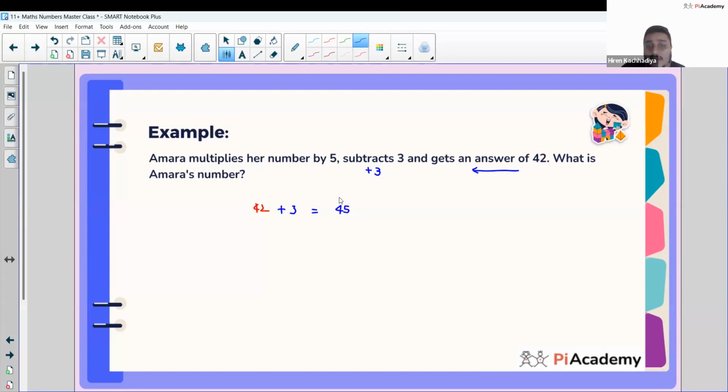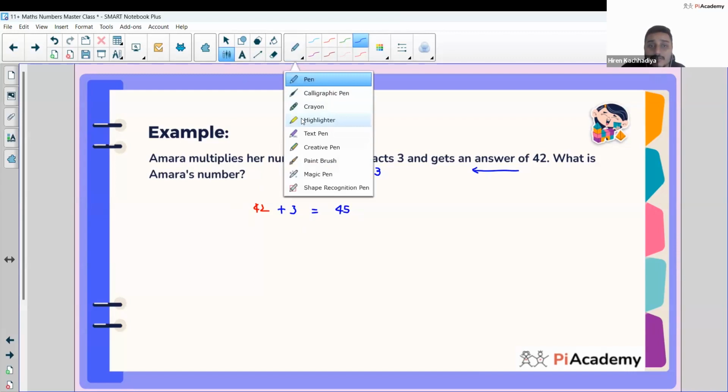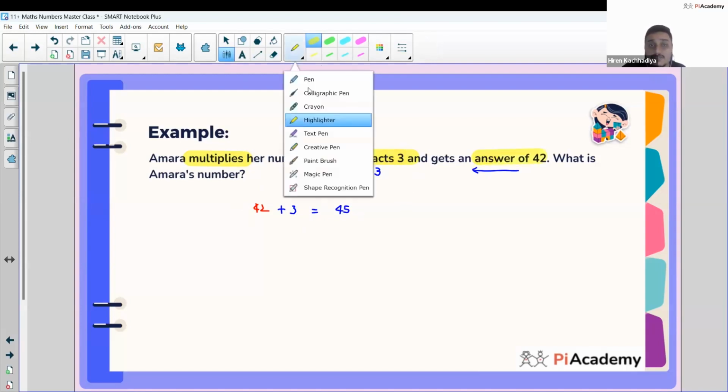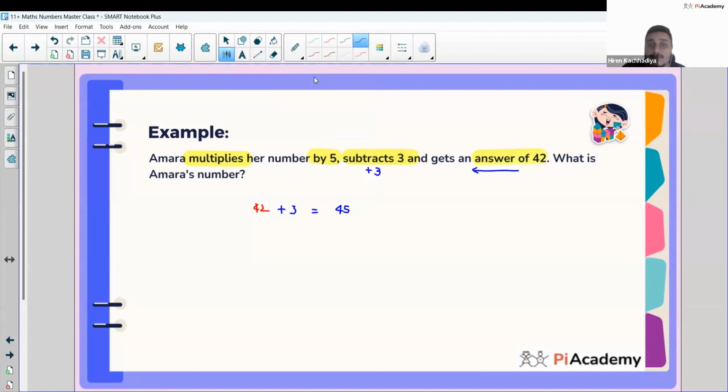Now, with the help of 45 and with the next operation, you will get your number, okay. Here what they are doing, they are multiplying, okay. So while reading the question, you can highlight the keywords, like multiplying by 5. So while doing the question, you will get those highlights in front of you. So that is going to be easier for you, okay? There is no need to read again and again if you underline or highlight the keywords, okay?